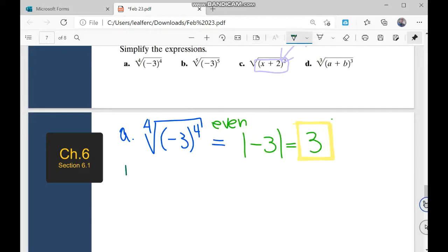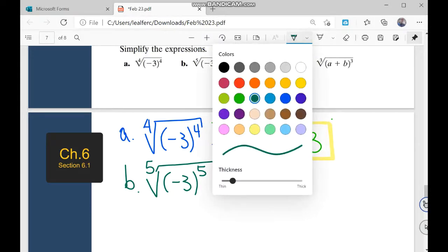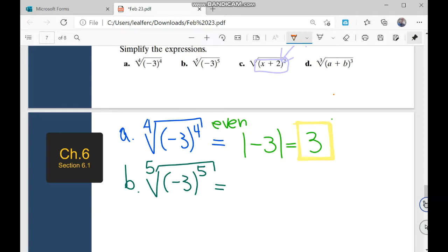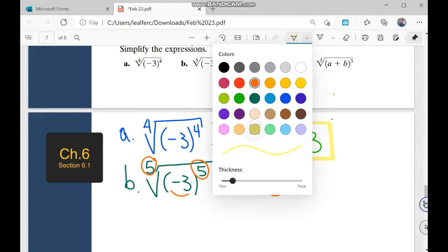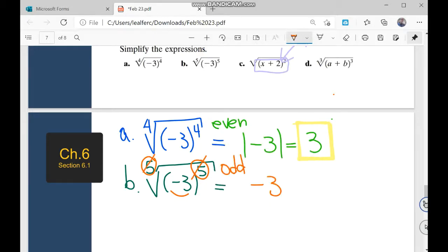Now check the other one, letter B. Fifth root of negative 3 to the exponent 5. What about now? Is 5 even or odd? Odd. That means the answer is just negative 3. That is the answer. That's simple. You just cancel out 5 with 5, and the answer is negative 3. Okay?